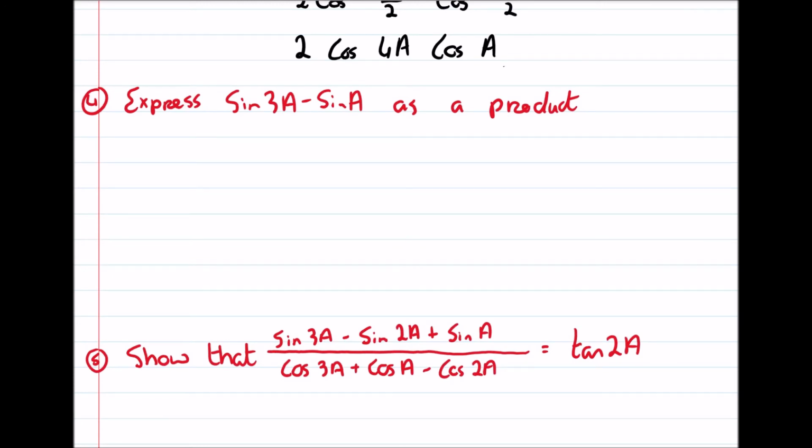So the next one, it's a sine minus a sine. So we look in our log books, see what the sine minus sine formula is, and it is this. Sine A minus sine B equals 2 cos A plus B over 2 sine A minus B over 2. So that's the formula we'll be using. This is A and this is B.